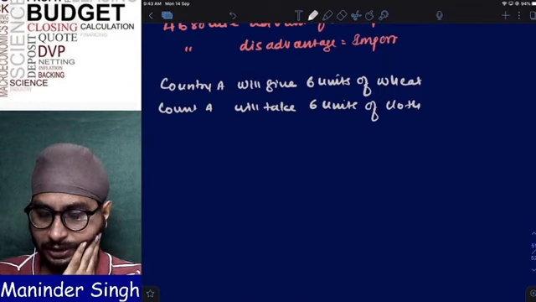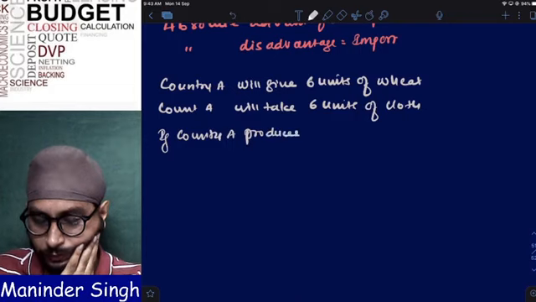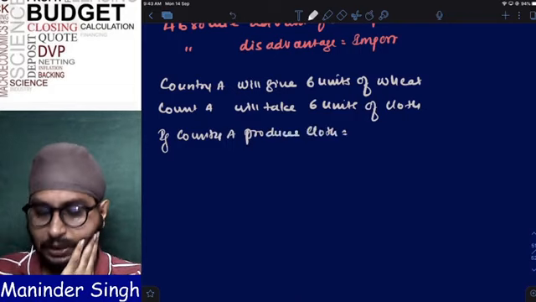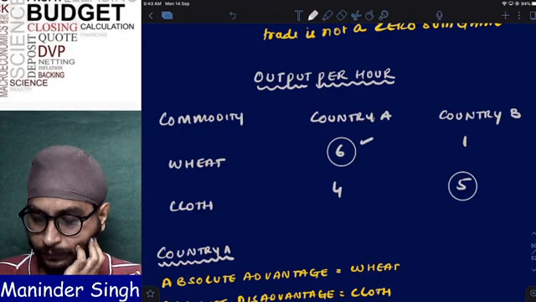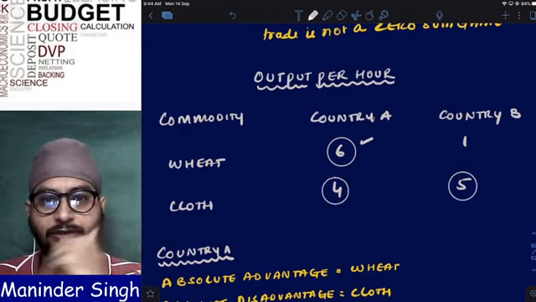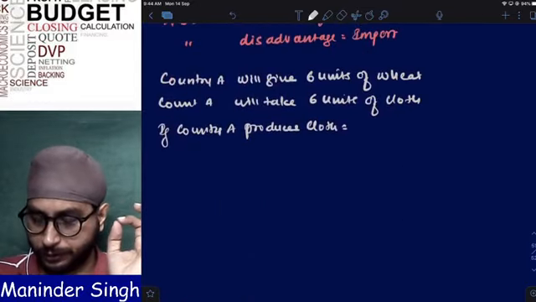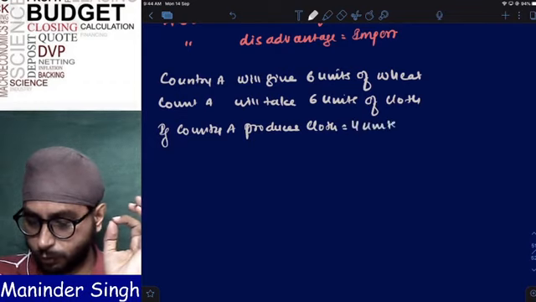In that case, tell me, if country A produces cloth by itself rather than trade, how many units can it produce in 1 hour? 4 units, right? 4 units in 1 hour, right?